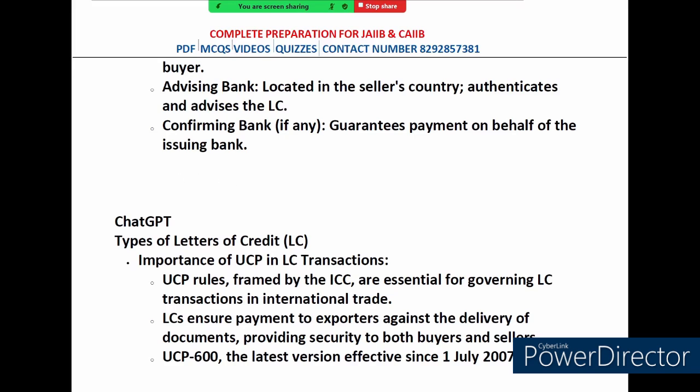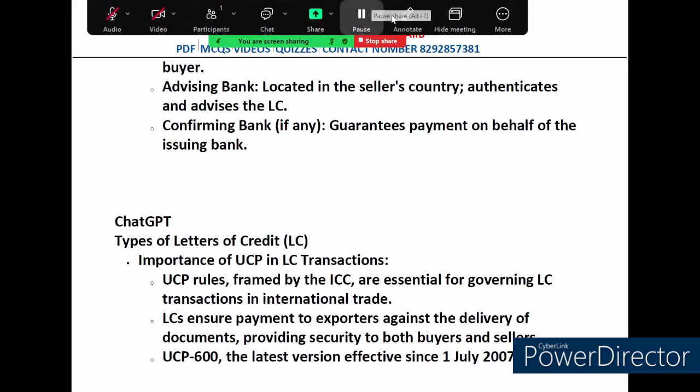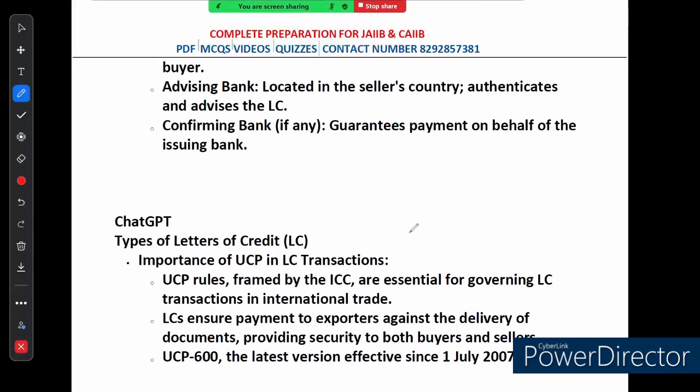Now that we have understood what a letter of credit is and who the key players are, let's look at some different types of letter of credit that you might come across. One of the major types is the revocable letter of credit, right? And the first type is called the revocable LC.